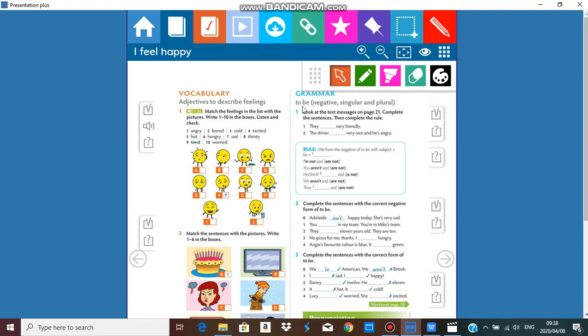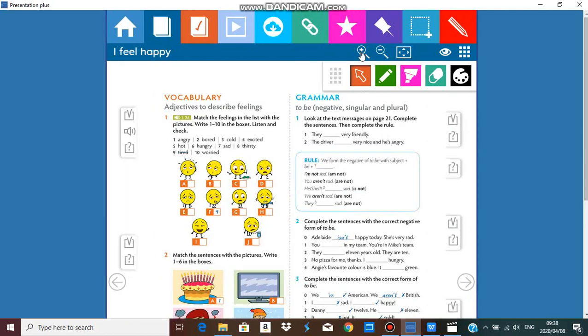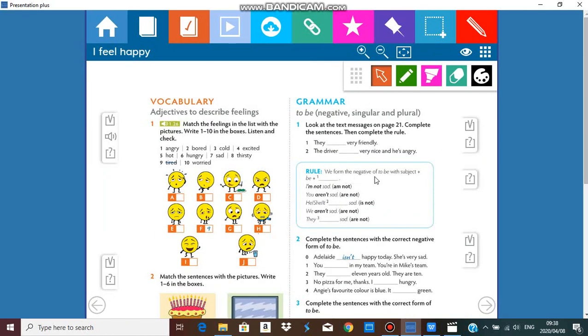Today we are going to look at the form to be, which is am, is, and are. We're going to check its negative form. We're also going to look at the singular and the plural of am, is, and are. So very quickly, let's go over the rule, and the rule says we form the negative of to be with the subject plus be plus not.